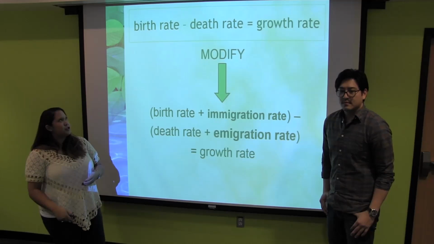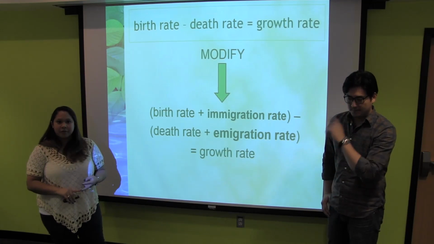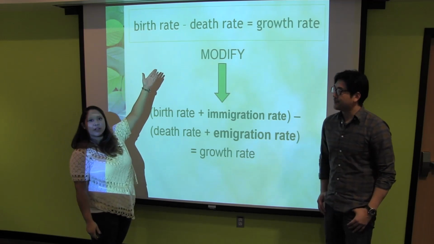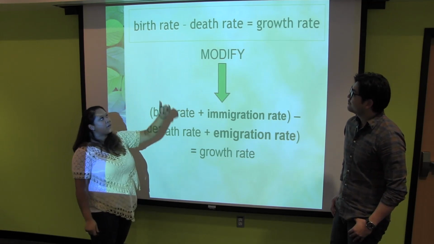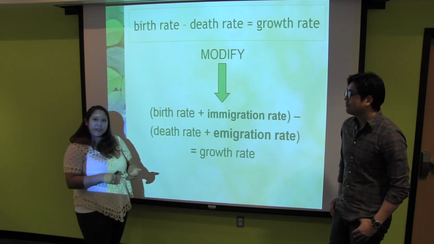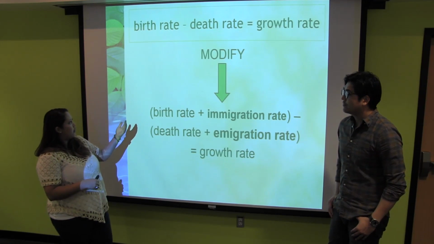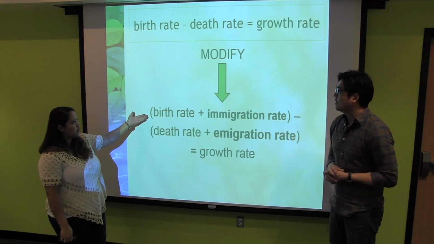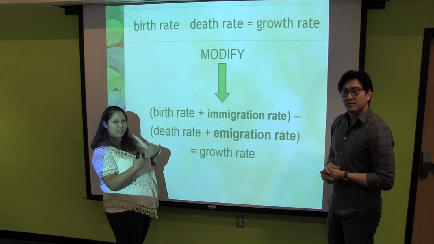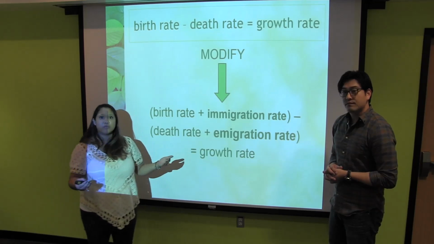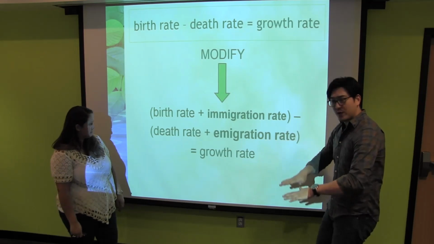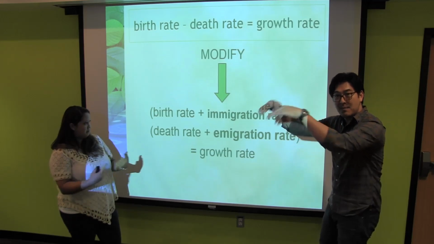Okay, now that we just learned about immigration and emigration, we kind of have to go back and look at our equation for growth rate, where birth rate minus death rate equals growth rate. To modify that, you have to think that for birth rate, we found that it increases the growth rate, but so does immigration. As more people come in, you increase the growth rate. Right, and we understand that death rates decrease growth rates, but so does emigration.